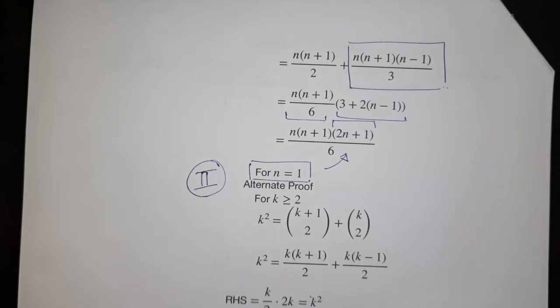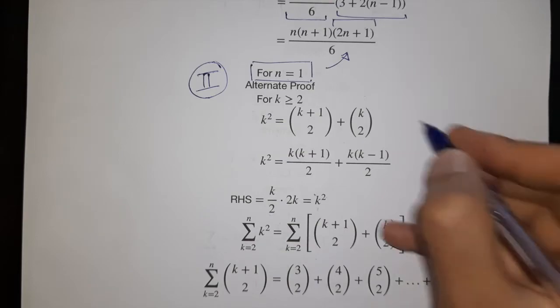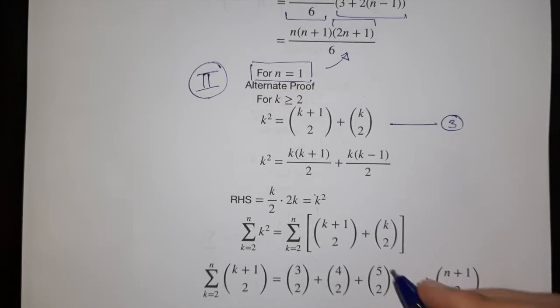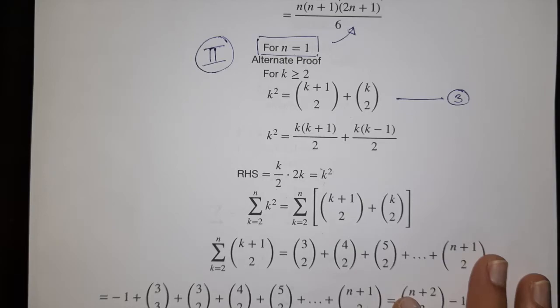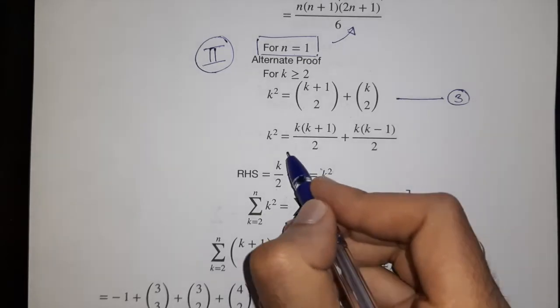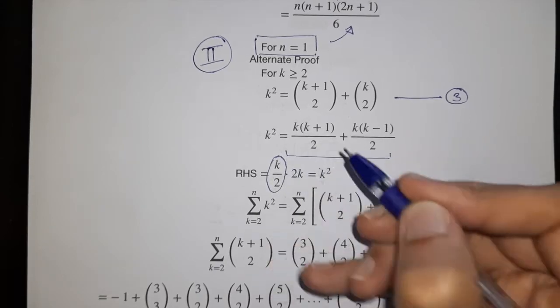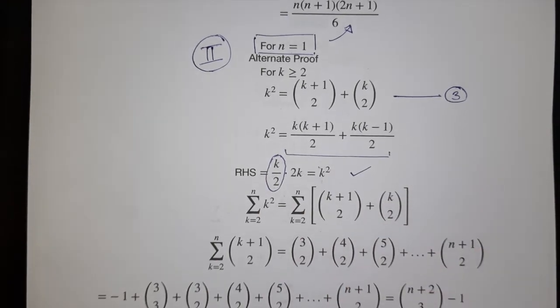Now, an alternate proof for the sum of the first n squares runs as follows. We begin with the identity k squared equals k plus 1 choose 2 plus k choose 2. This is valid for all k greater than or equal to 2. Verification is a quick process. Expanding the binomial coefficients algebraically, we get that the RHS equals k into k plus 1 upon 2 plus k into k minus 1 upon 2. Pulling out a common factor of k upon 2, the expression that remains is k plus 1 plus k minus 1, which equals 2k. And obviously, k upon 2 into 2k equals k squared.